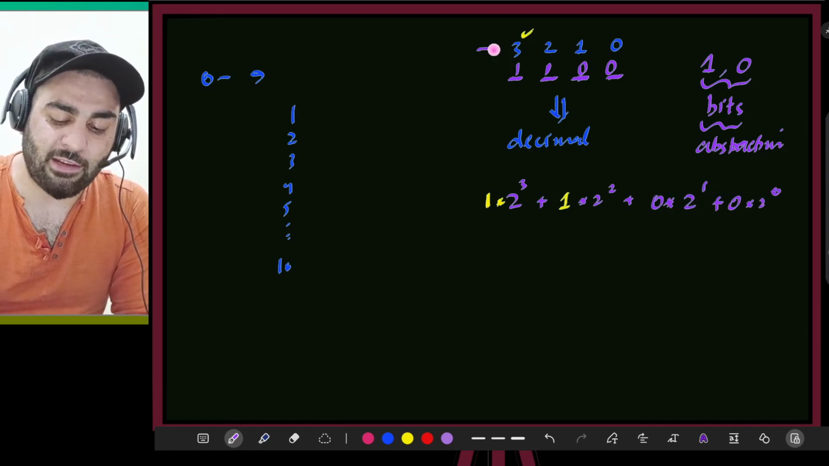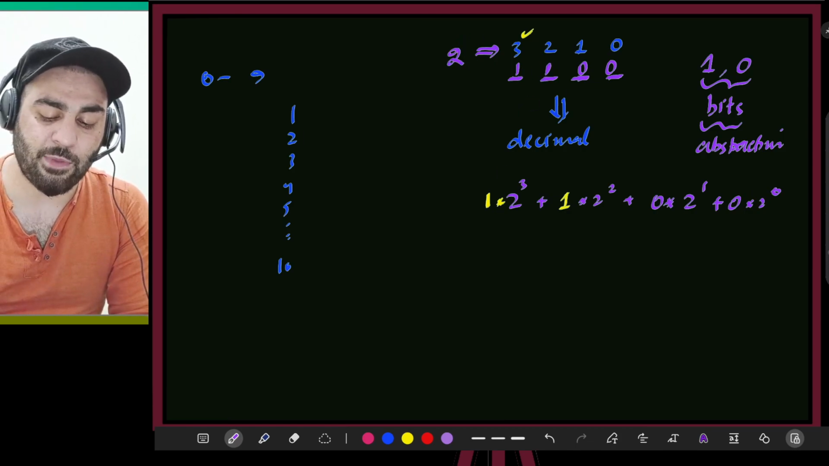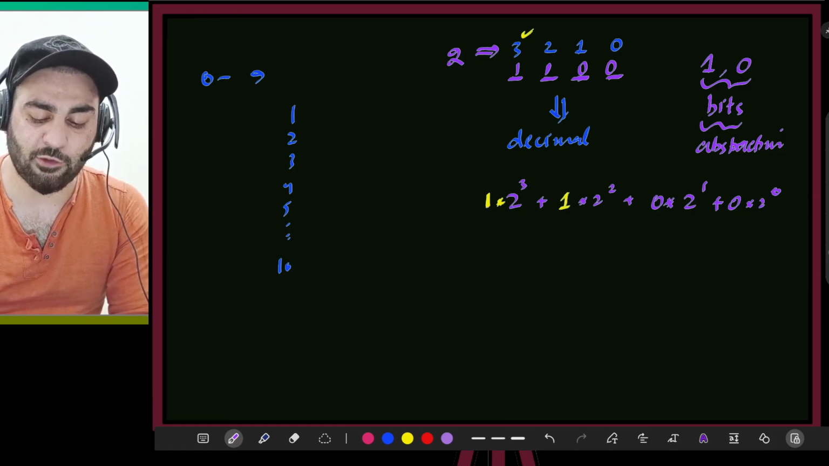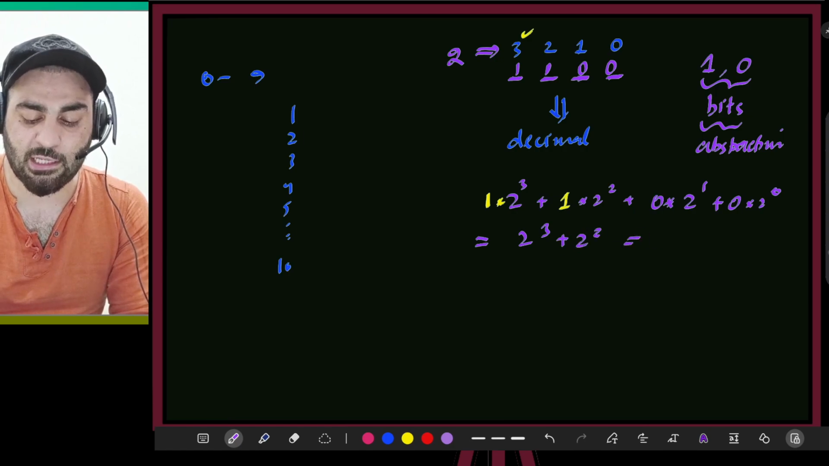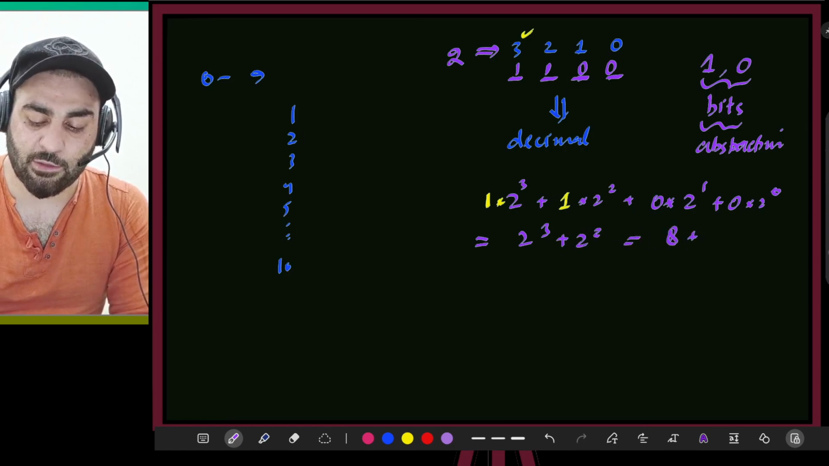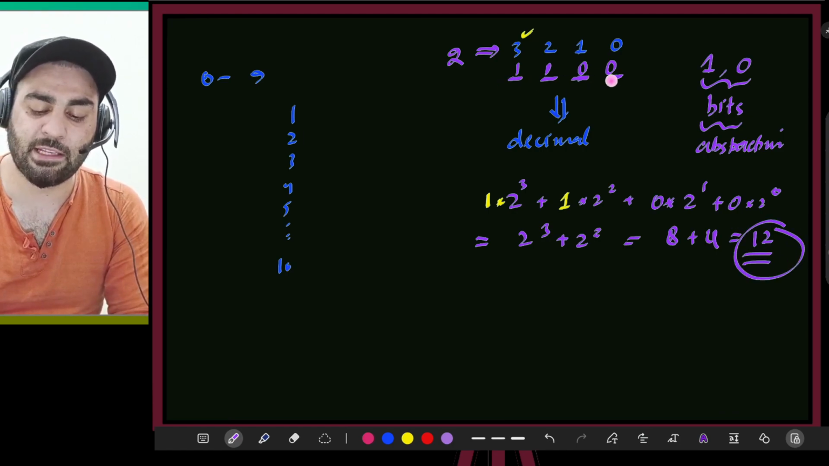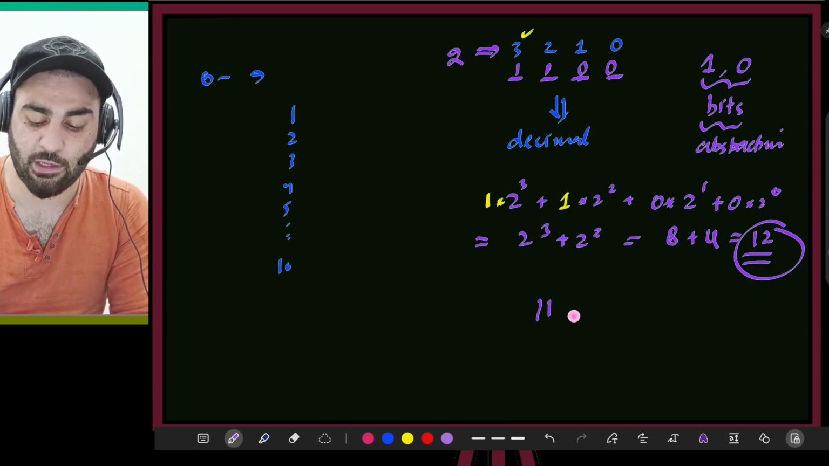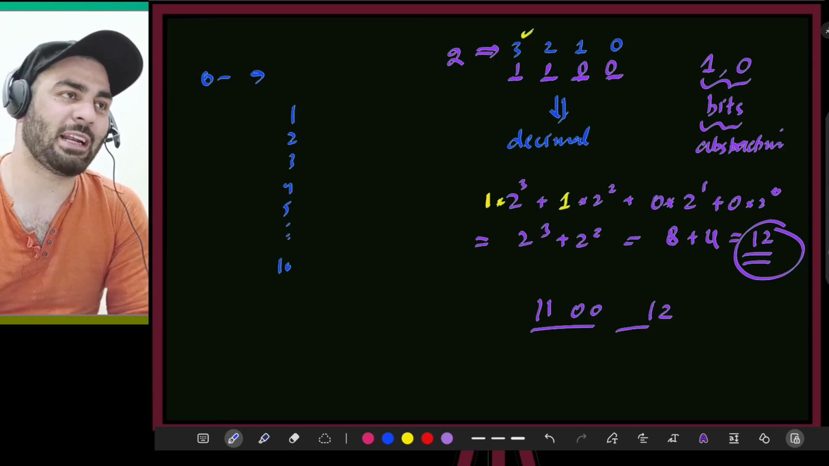Whatever bits we have, we raise 2 to the corresponding power, and then we multiply the bits with these corresponding numbers. So if you see, this is 2 cube plus 2 square, which is 8 plus 4. This is 12. In the decimal system, this number is represented by 12. If you have to represent this in binary, 1100 is 12.